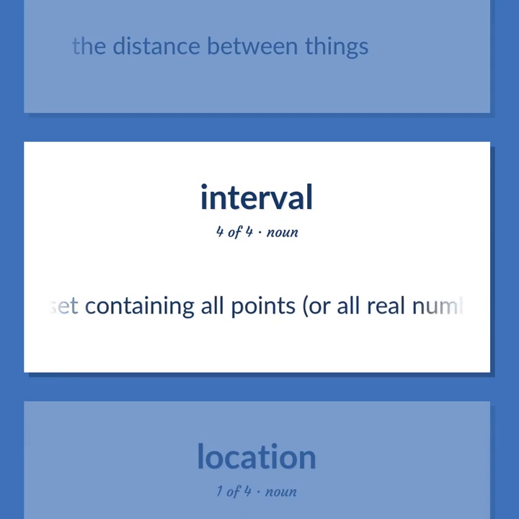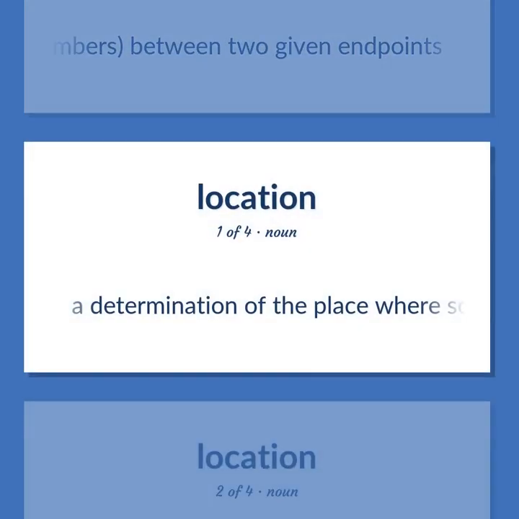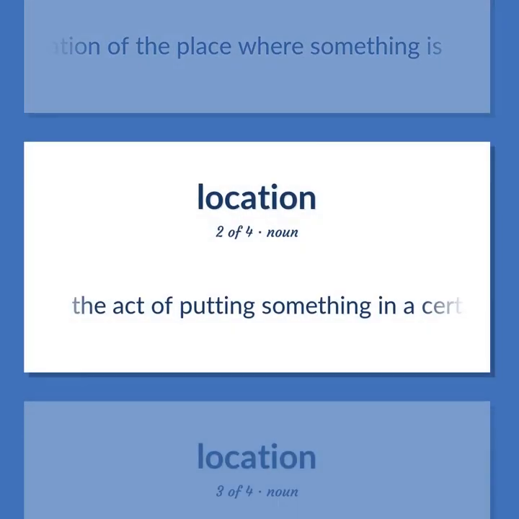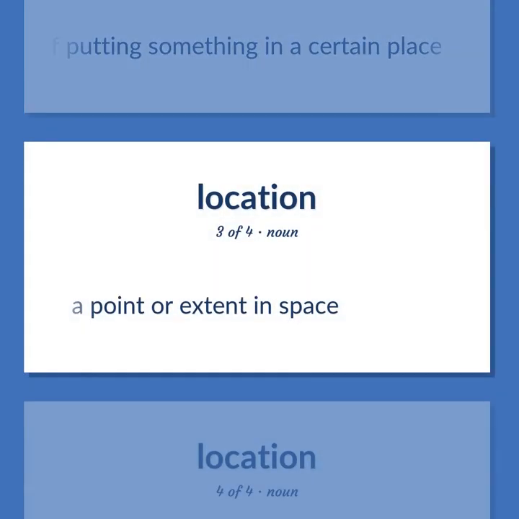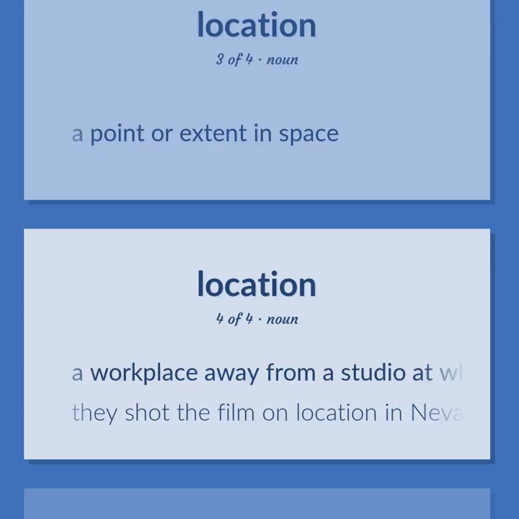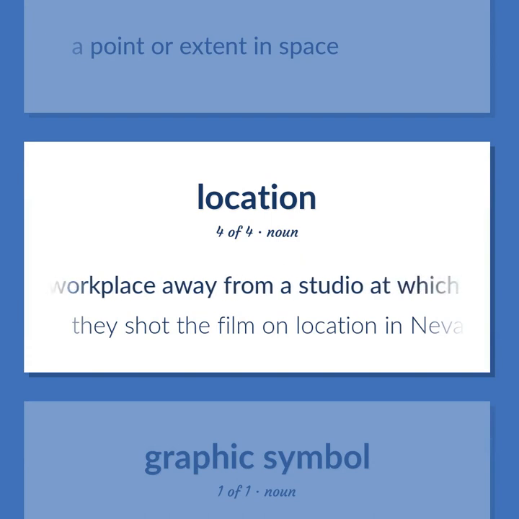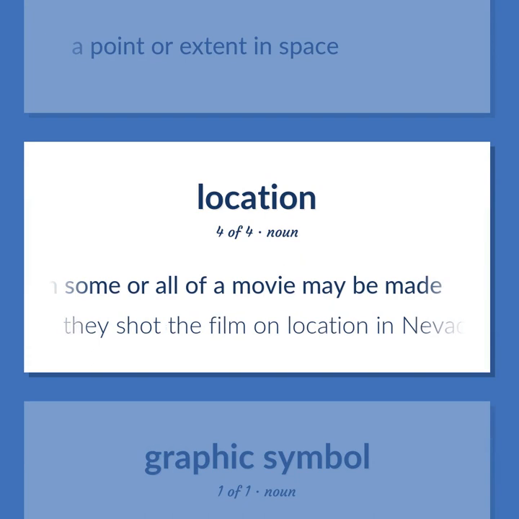A set containing all points, or all real numbers, between two given endpoints. A determination of the place where something is. The act of putting something in a certain place. A point or extent in space. A workplace away from a studio at which some or all of a movie may be made. They shot the film on location in Nevada.